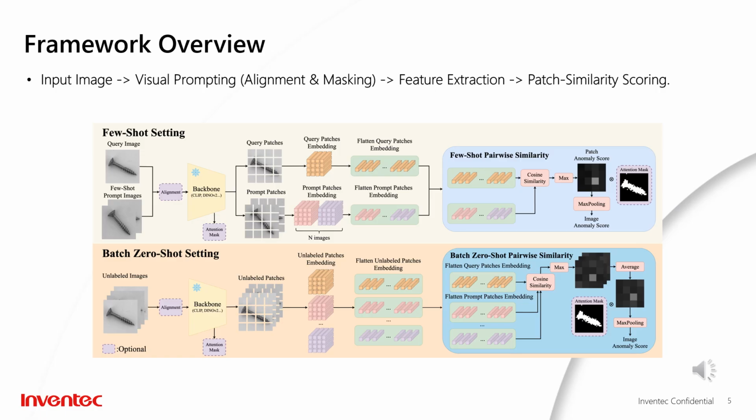In the batch zero-shot setting, bottom, we don't have a predefined golden set. Instead, we take a batch of unlabeled images. We treat each image as a query and use the rest of the batch as the reference set, assuming the majority are normal. This unified flow allows us to plug in any backbone without architectural changes.